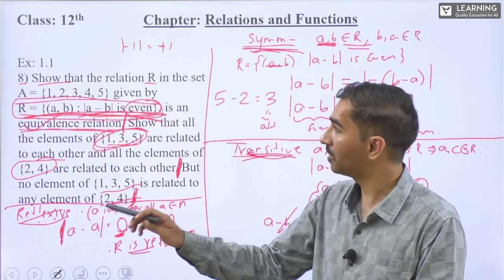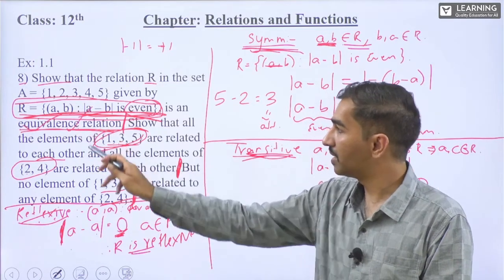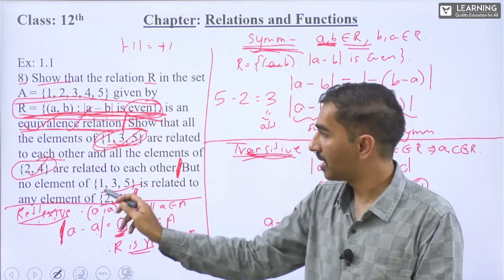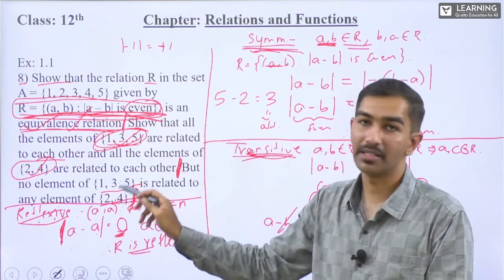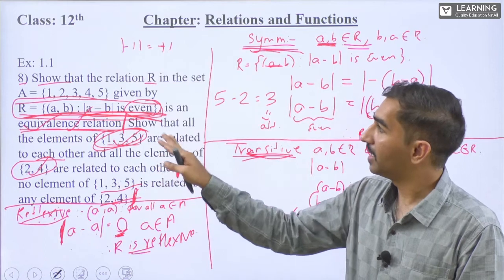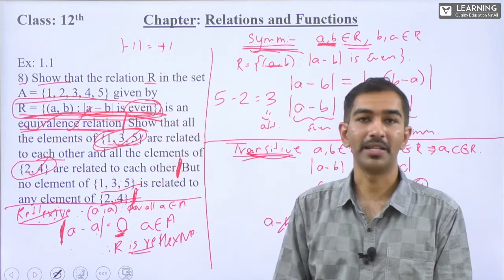So hence we have proved all the three things. We have proved it is an equivalence. We have proved this is related to all the three. This is also related to all the three, as well as these both are not related with each other. Okay, so this is the entire solution for the given 8th question of exercise 1.1 from your NCERT.